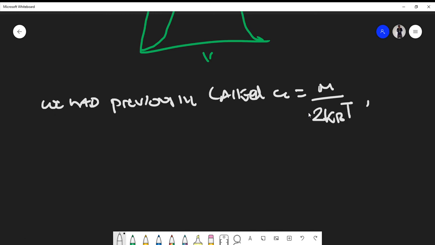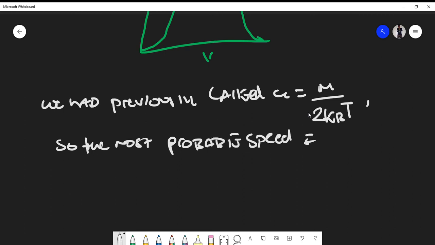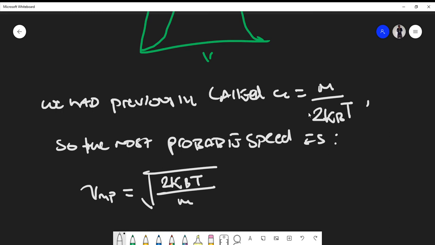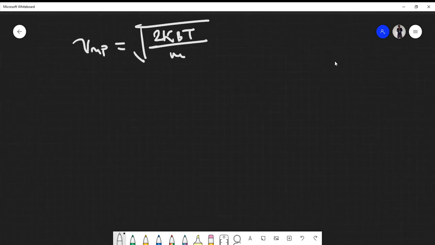So in other words, the most probable speed, vmp, is then therefore equal to the square root of 2kb times t over m, where kb is the Boltzmann constant.